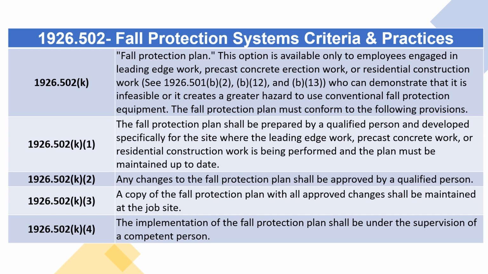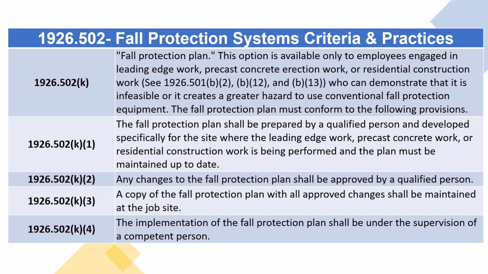1926.502(k). Fall Protection Plan. This option is available only to employees engaged in leading edge work, precast concrete erection work, or residential construction work (see 1926.501(b)(2), (b)(12), and (b)(13)), who can demonstrate that it is infeasible or it creates a greater hazard to use conventional fall protection equipment. The fall protection plan must conform to the following provisions.